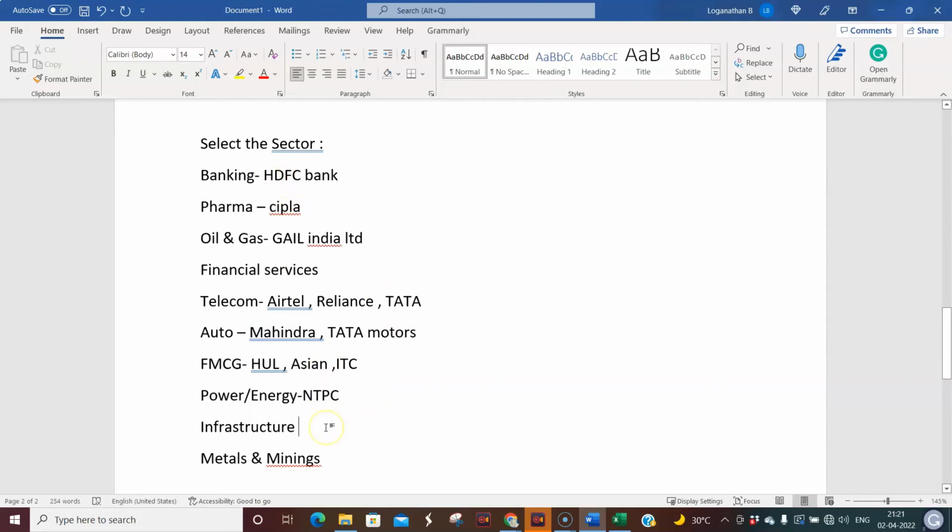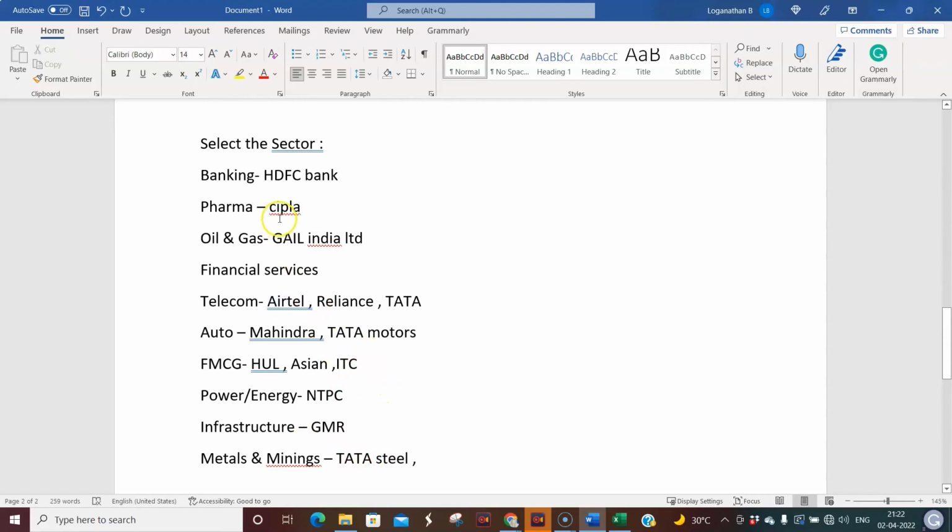Then if you come to infrastructure, you can go for Larsen & Toubro, L&T, then you have Reliance Infrastructure, GMR in infrastructure. Whatever metrics you take, there will be industry metrics that you have to see. Depending upon the industry metrics, you have to reframe your revenue and cost models. Then we talk about metals and mining. You can go for Tata Steel, right? You have various companies. Then you have Coal India Limited, or Jindal Steel and Power.